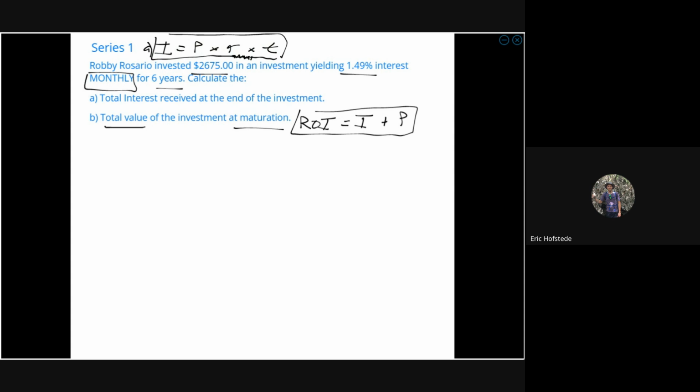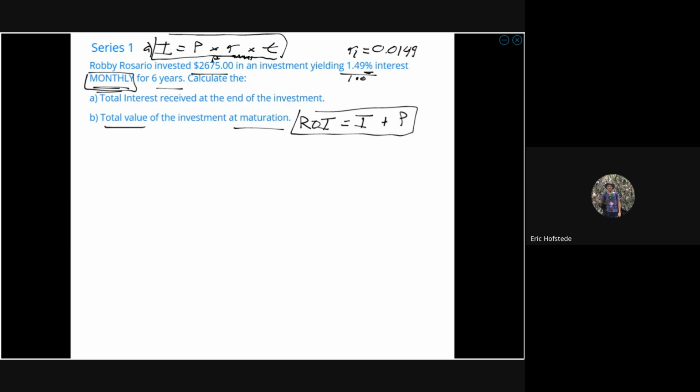Let's break it down. First off, the initial amount he invested is always going to be his principal, P. Then, anytime you see an interest rate in an investment question, that's going to be your R, or your RI. But we want to divide it by 100 to turn it into a percent. RI is 0.0149. And then I circled right behind it because this is really important. It's all caps and I circled it. It's got to be monthly. Or it's given as monthly.